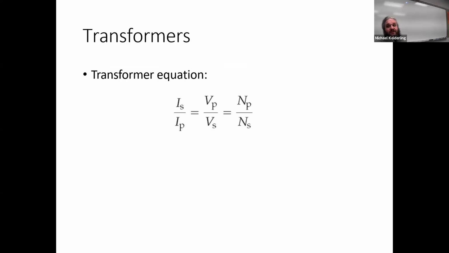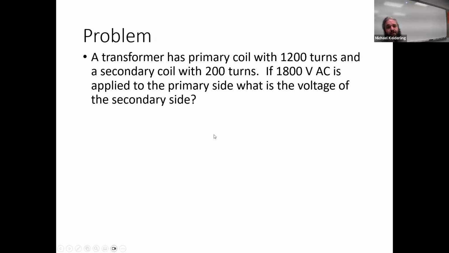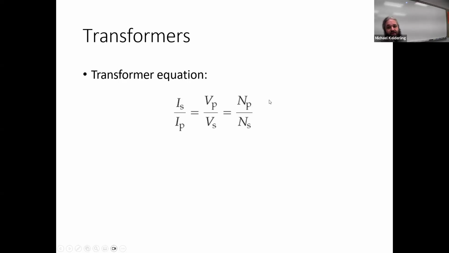And then the other thing you can do with inductance is have a transformer. A transformer will allow you to use an alternating current and exchange voltage for current and current for voltage. So you can step up voltage or step down voltage. And the transformer equation is that the number of turns on the primary side over the number of turns on the secondary side equals the voltage on the primary side over the voltage on the secondary side, or the current on the secondary side over the current on the primary side.